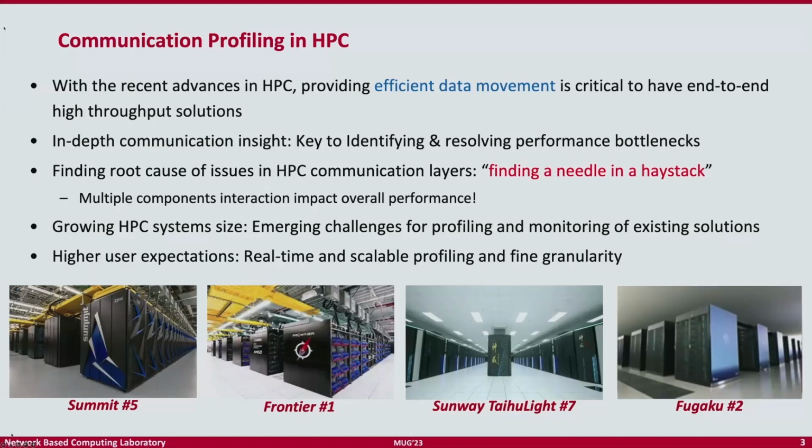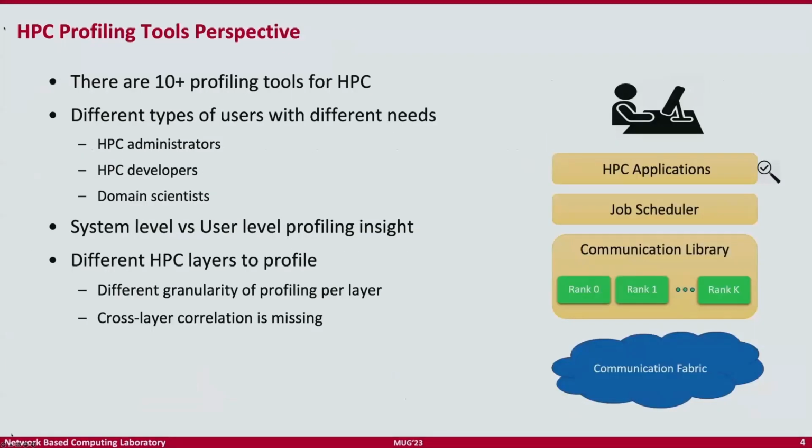How can we have a real-time system-wide profiling of communication? And users expecting more real-time and scalable solutions. So there are a plethora of HPC tools. These are the layers in HPC communication. So on the top level, you have the HPC application, then job scheduler, then your communication library, for example, MPI, and then you have the fabric. So understanding the communication across all of these is important for not just the admins, but also for the users, for tool developers, for MPI developers.